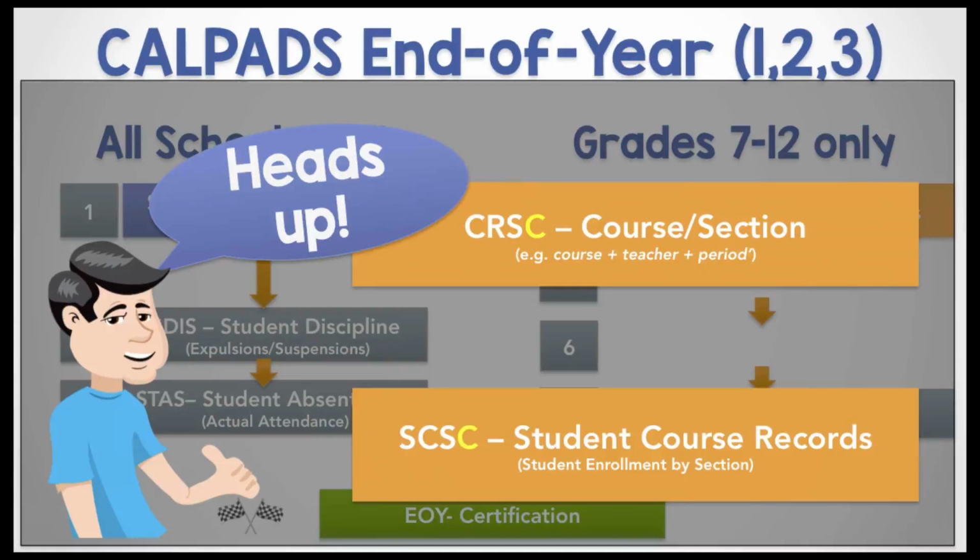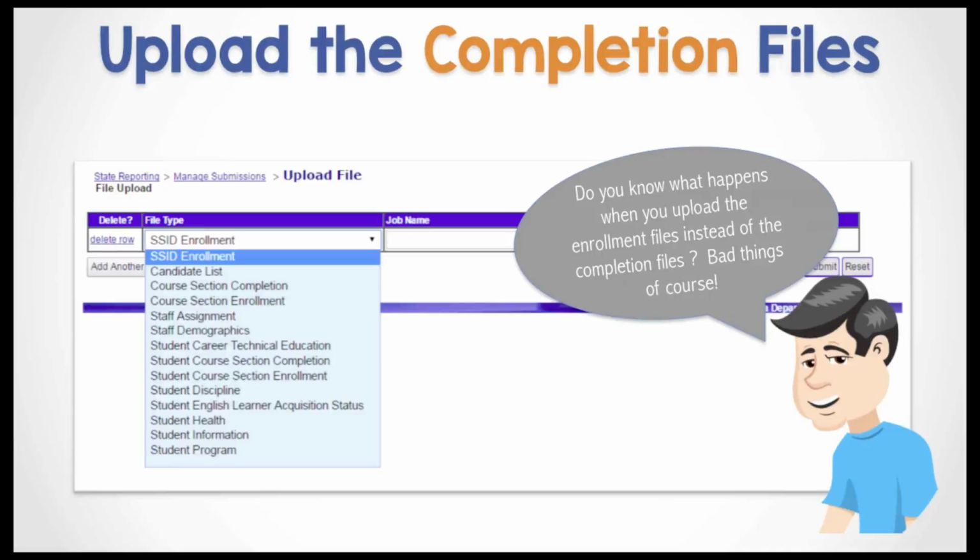Again, heads up, you're not uploading the CRSE file, which is the course section enrollment file. You're uploading the course section completion file. Kids who have actually completed the program and the course and get a final grade in there. It's an important distinction.